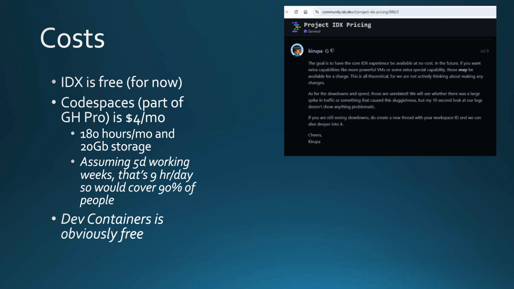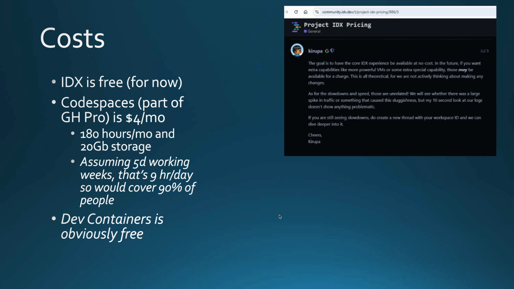Codespaces is part of GitHub Pro, so as a user, it's $4 a month, and I get 180 hours and 20 gigs of storage. So assuming a 5-day week, that's 9 hours a day. That's more than enough to cover your average person. And then you pay a little extra beyond that if you want to keep using beyond 180 hours. And DevContainers is obviously free.